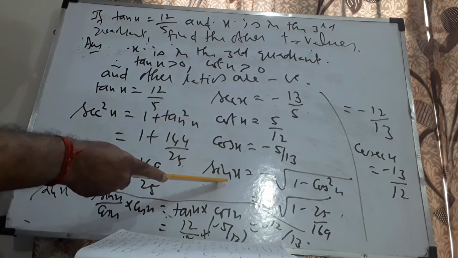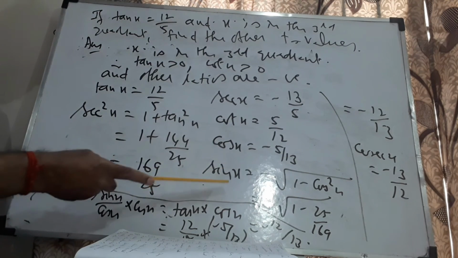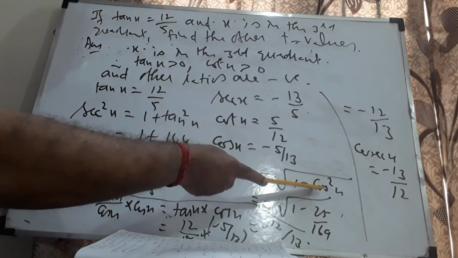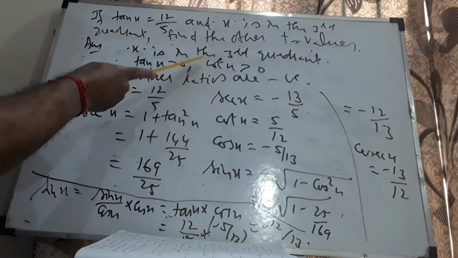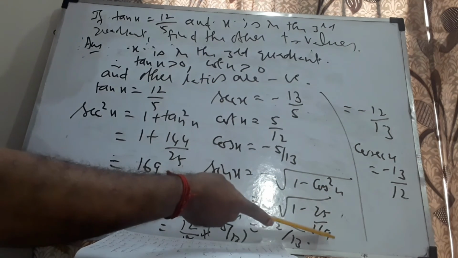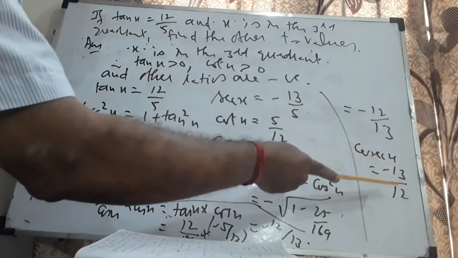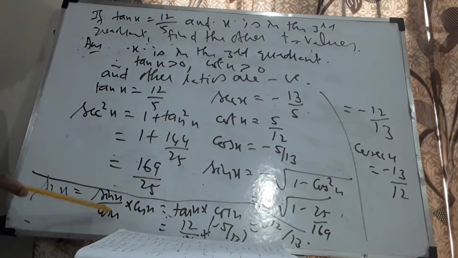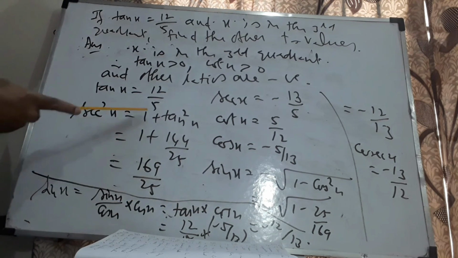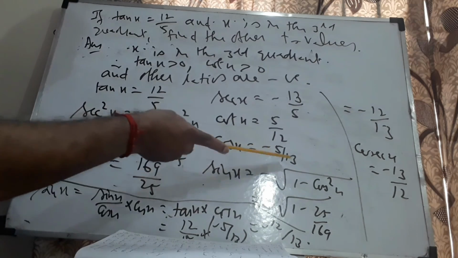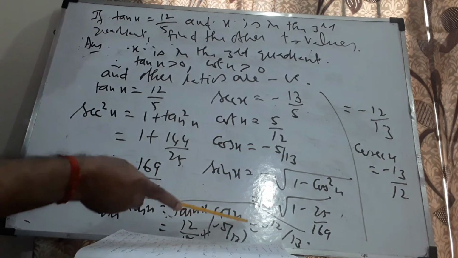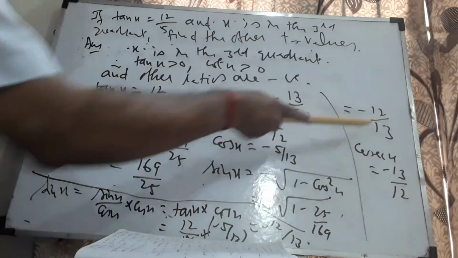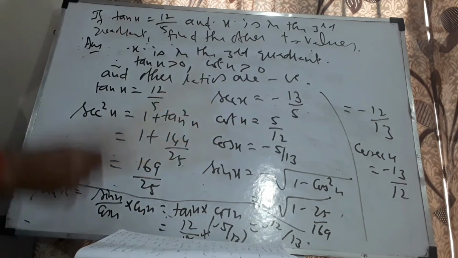Now for sin x I can do in two different ways. Let me explain. Sin x is minus root of 1 minus cos square x, because sin x is negative in the third quadrant. Minus root of 1 minus 25 by 169, minus 12 by 13. Cosecant x is minus 13 by 12, the reciprocal of this. Or I can very well write this as sin x by cos x into cos x, that is tan x into cos x. What is tan x? 12 by 5. What is cos x? Minus 5 by 13. Therefore 5 gets cancelled, and I end up with minus 12 by 13. Either way, I'll get the same answer.